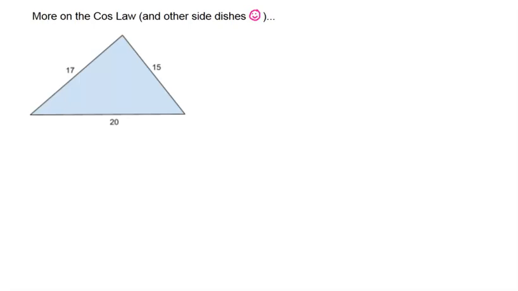Our journey through using the cosine law. So we're going to take this example that shows you a triangle with all three sides. And before we actually dig into the solution of this, let's just take a look at a couple of details.